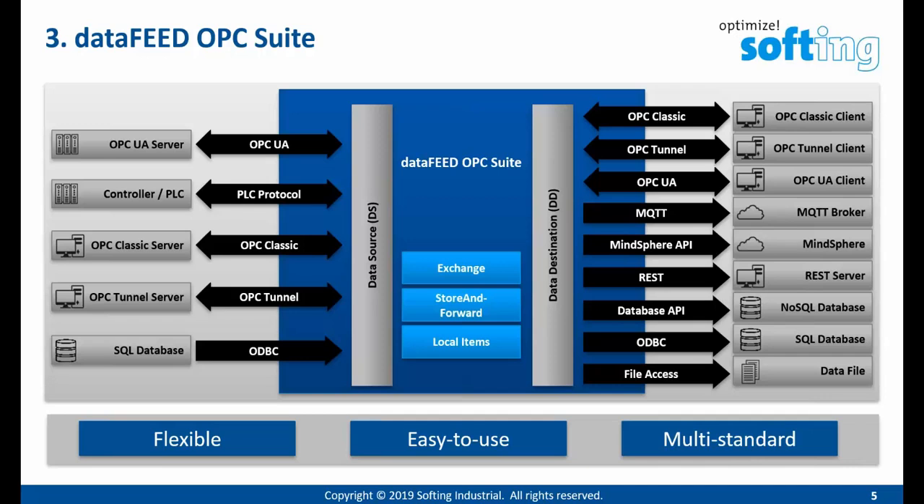Once we have collected data, we have to decide where we want to send that data or where we want to provide that data. This is done by the data destination section. On the right-hand side you can see the possibilities we have implemented. A possible scenario would be that we collect data from an OPC UA server and convert these data into OPC Classic or vice versa. It would also be possible that we collect data from a Rockwell PLC and say we want to save that into a SQL database.